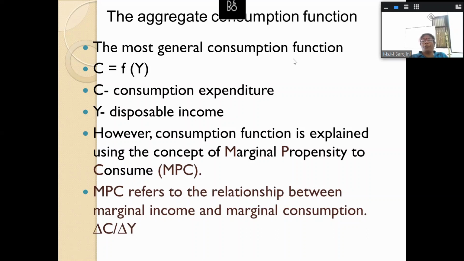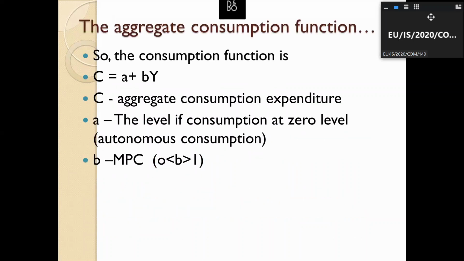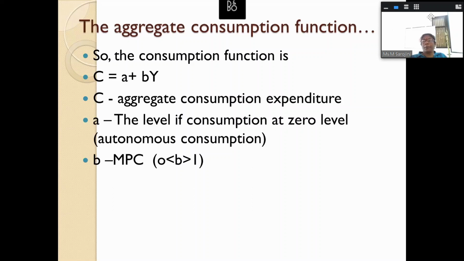However, normally the consumption is explained by the marginal propensity to consume. Marginal propensity to consume means the relationship between the marginal income and marginal consumption. That is delta C divided by delta Y, that is the change of consumption divided by the change of income.